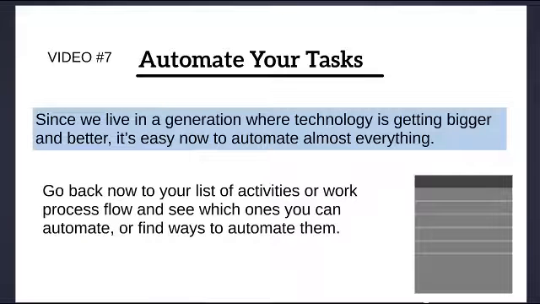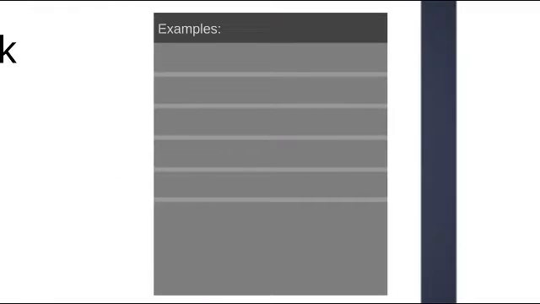So what I want you to do is go back to your list of activities or work process flow and see which ones you can automate or even try to find ways to automate them. So if you're unsure, don't worry about it. Watch till the end of this specific video so you can get some ideas and then try to go back and automate things before you actually move on to the next video. So here are some examples of things that you can automate or even semi-automate.